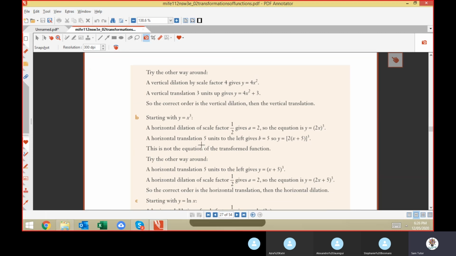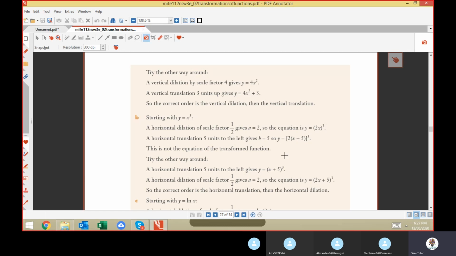Let's have a look. If you were just to do the horizontal dilation of scale factor 2, you're going to get 2x all cubed. And then if you do a plus 5, it's going to look like that, right? So a horizontal translation 5 units to the left will give y equals 2 bracket x plus 5, because you're moving the x's, which is not 2x plus 5 all cubed.